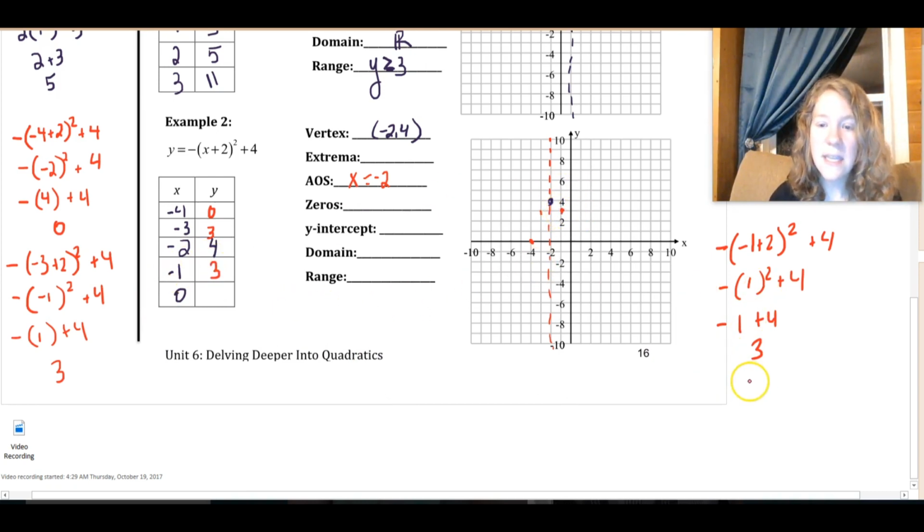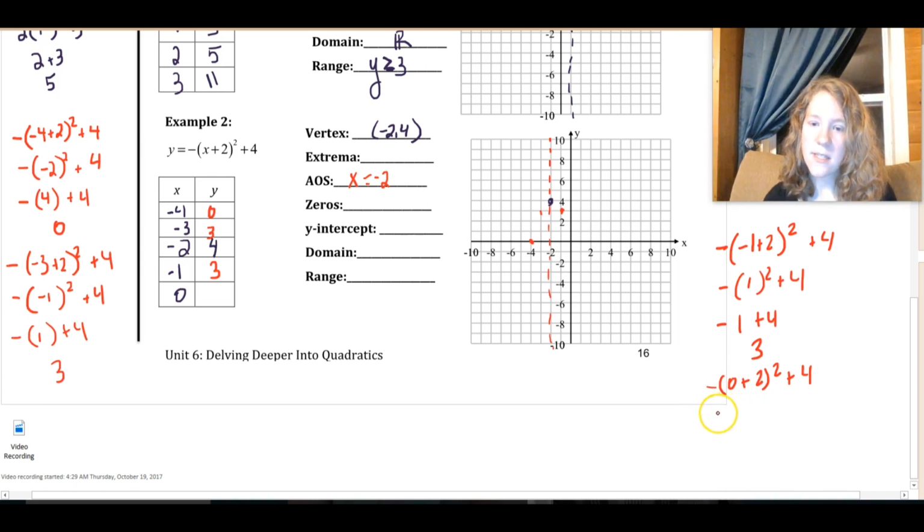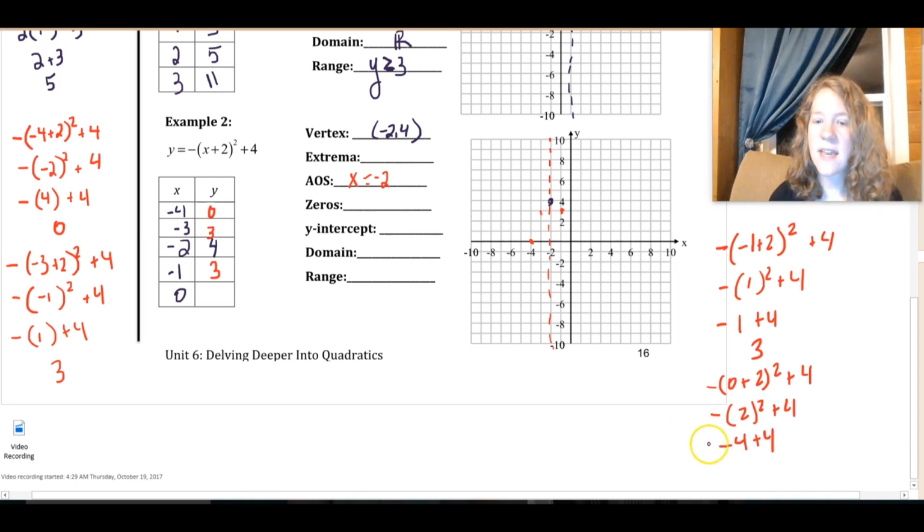And when I plug in 0, -0 + 2 squared + 4. 0 + 2 is 2. 2 squared is 4. So I still have that negative out front, and -4 + 4 is indeed 0, which is what I expected because that's the mirror image of this one. All right, now my next step is to connect those points.